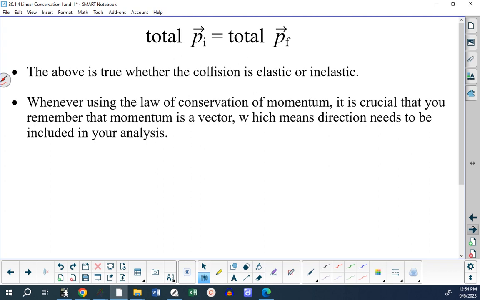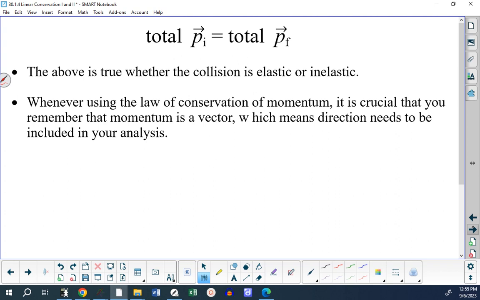Whenever we use this, we have to include direction. And today, if you were to look at the title of this, we are talking about linear momentum. We are limiting ourselves today to collisions between objects where the objects move to the left and right, or up and down, or north and south, or east and west, but not in all kinds of wacky directions like the pool balls on a pool table. That's for Friday and Monday. We will look at those collisions later.